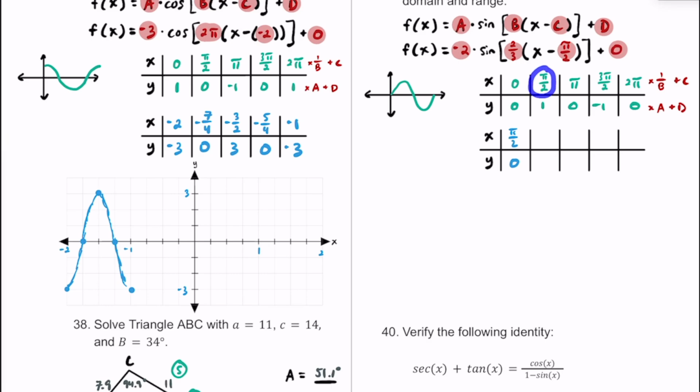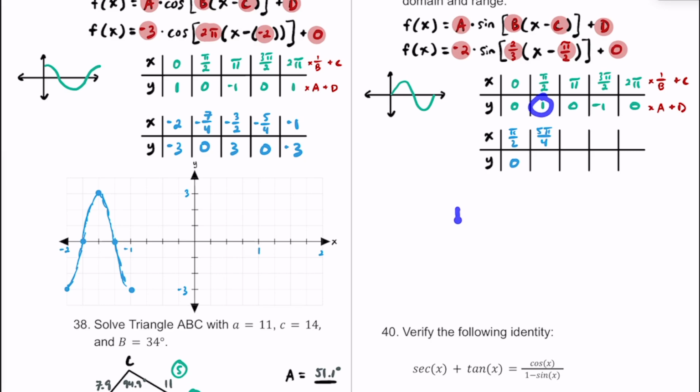For when x is pi over 2, let's go ahead and take pi over 2 here. We're going to multiply by 1 over b, so 1 over 2/3 again is going to be 3 over 2. Then add on c, which is going to be pi over 2. So let's see, if we go ahead and multiply this out, this is going to be 3 pi over 4 plus pi over 2, which is the same thing as 2 pi over 4. So I think this is going to be 5 pi over 4. Let's go ahead and put that in here, 5 pi over 4. Now, what's the y value that goes with that? Well, this y value is 1.